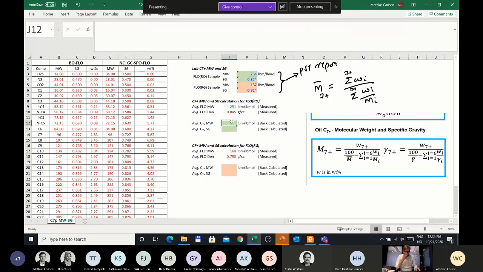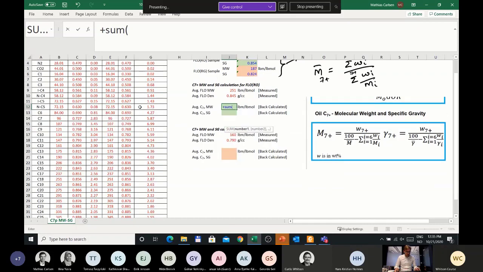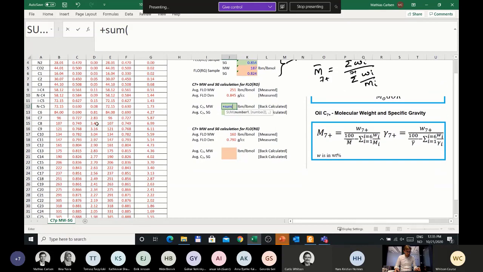Very good. And then we'll focus more on the back calculated way of obtaining the C7 plus molecular weight and specific gravity values using this formula right here, which is in the formula sheet on page 3 or 4, and also in the slide deck that we just went through. And we can start with the C7 plus molecular weight. And we start with the oil.